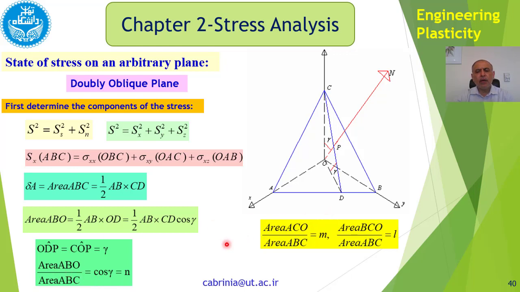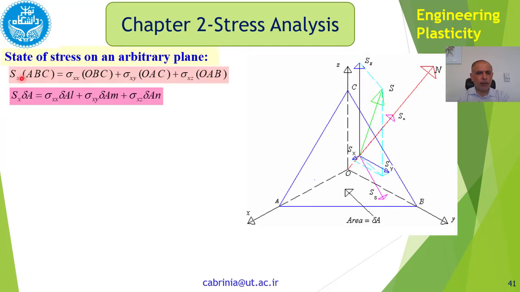Therefore, we have found out in here that the areas of OAC and OAB and OBC can be related to the area of ABC, because the area ABC is delta A. Delta A times N is area ABO. Delta A times M is area ACO, and delta A times L is area BCO.